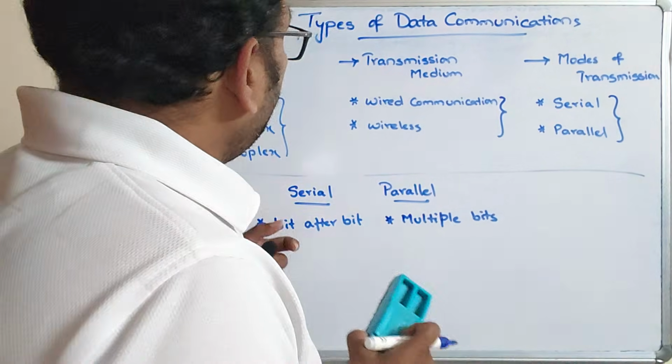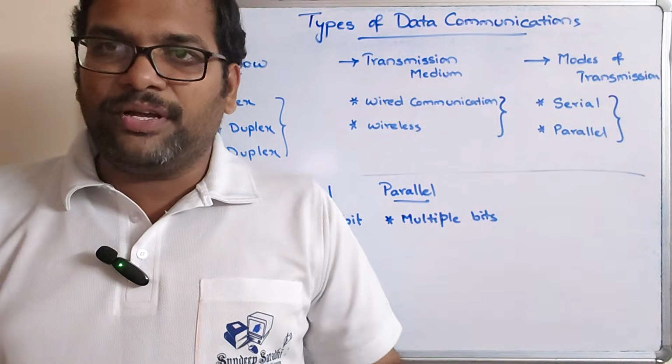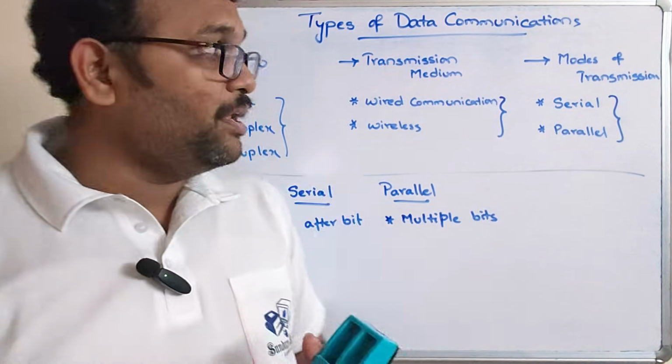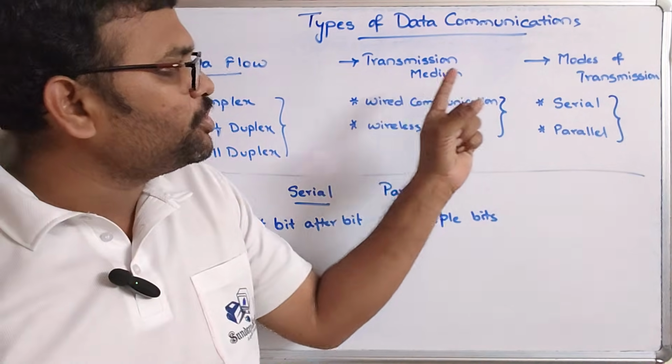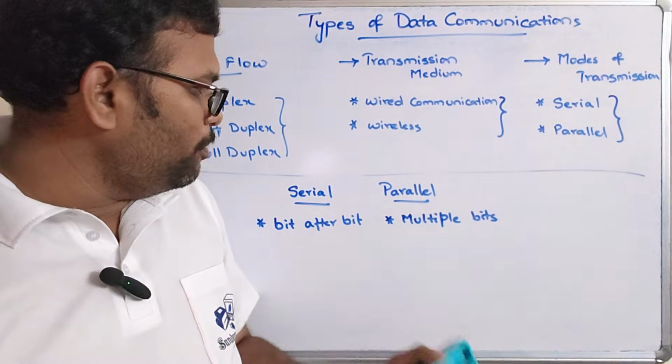So hope you understood the types of data communication. Data communication means data transfer between different devices, and that is done based upon the data flow, transmission media, and the modes of transmission, right? So hope you understood this one.